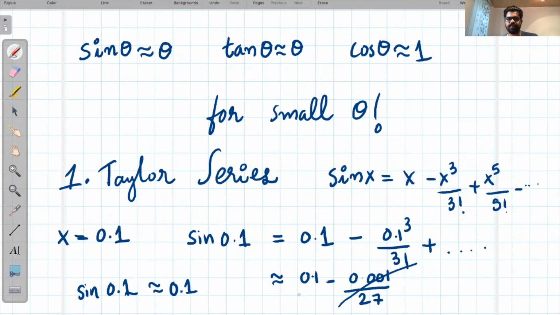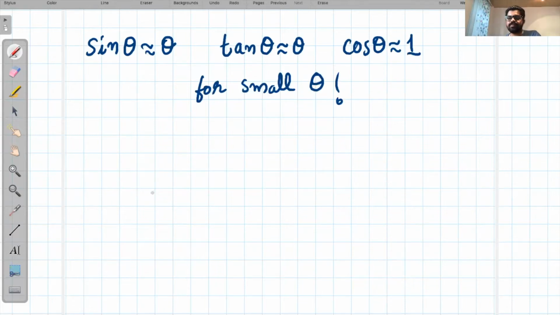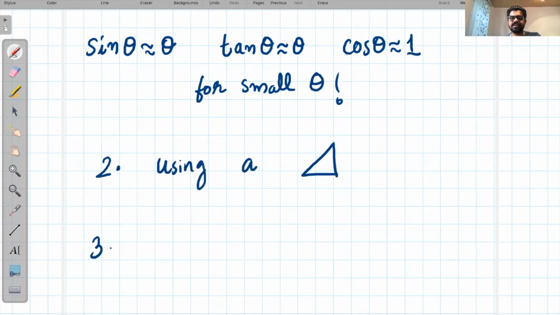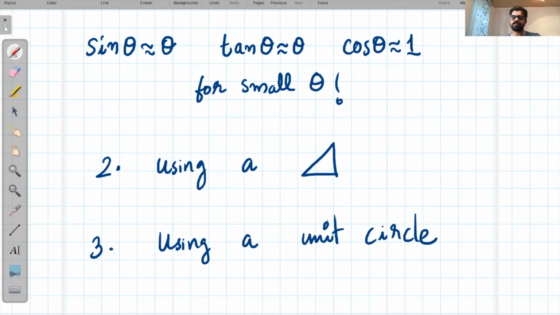This is the kind of idea that we get from Taylor series. There is a beautiful way of visualizing the idea of Taylor series, but we'll do that in another video. Let me proceed with two simple methods where you can actually visualize these approximations. So the second one being using a triangle. The third one using a unit circle.